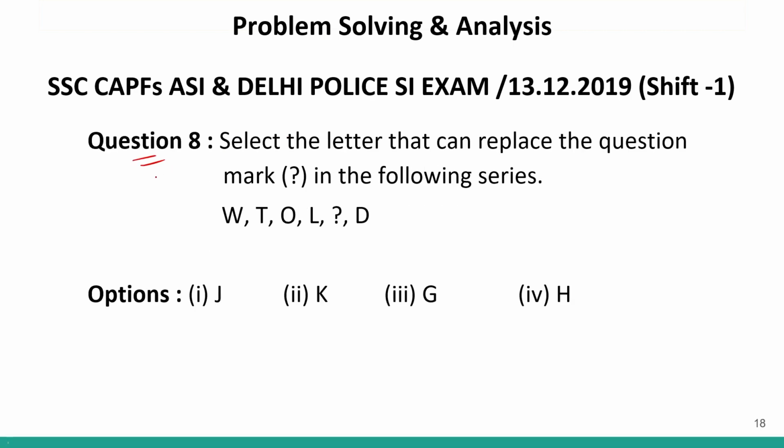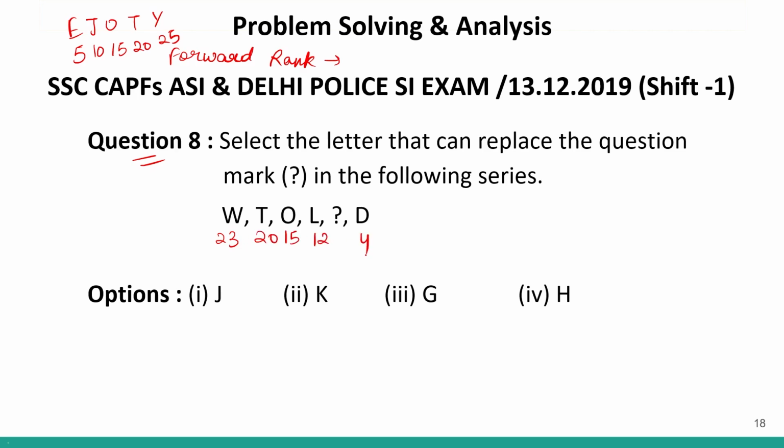Okay. Question number 8. This is an alphabetic series question. Now let us give them forward rank. If you remember the concept of forward rank, I told you a shortcut to remember forward rank, which was EJOTY. In EJOTY, E represents 5, J is 10, O is 15, T is 20, and Y is 25. So this is your EJOTY. Correct? Now, let me give them forward ranks. W is 23, this is 20, this is 15, this is 12, and D is 4.